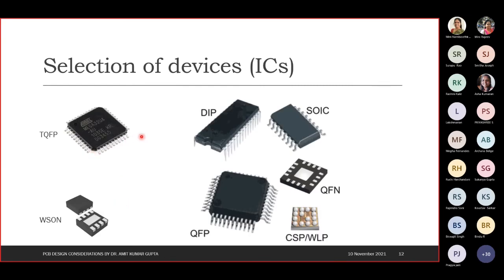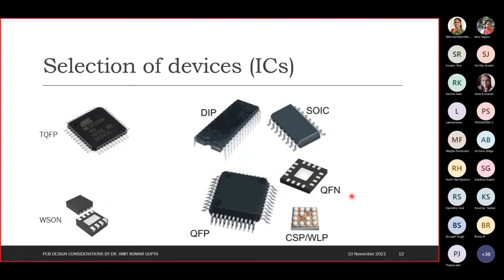Some of the devices or ICs have different package names. This is not the IC name, this is just the package name, TQFP. This type of package is called a TQFP type package. These types of packages are called DIP packages. They are through hole in a way. These are called SOIC packages. So SOIC 8 means one IC which is like this, which will have 8 pins.